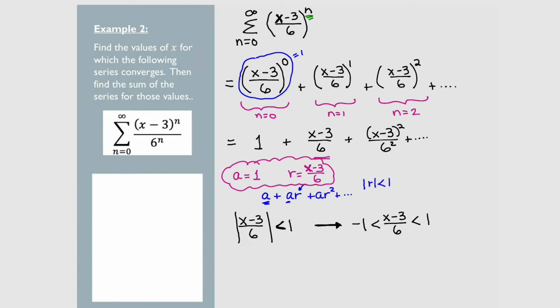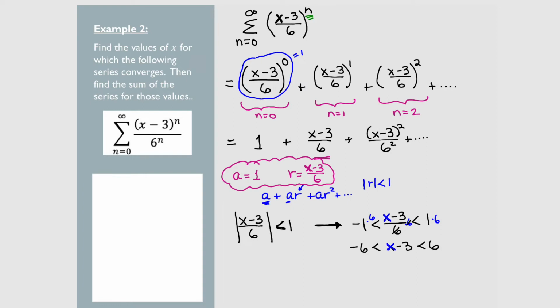And the way we solve this for x to determine what x is going to be is we first get rid of the 6. So I'm going to multiply each part of my inequality by 6. And that gives me negative 6 is less than x minus 3 is less than 6, right? Because that 6 in the middle cancels. And then the second part of solving this three-part inequality, again, we're solving for x, and we want x to be left alone in the middle.